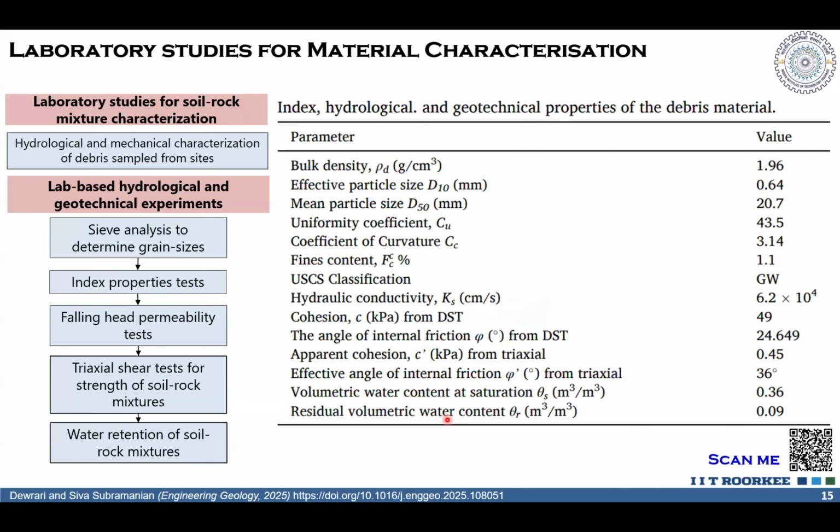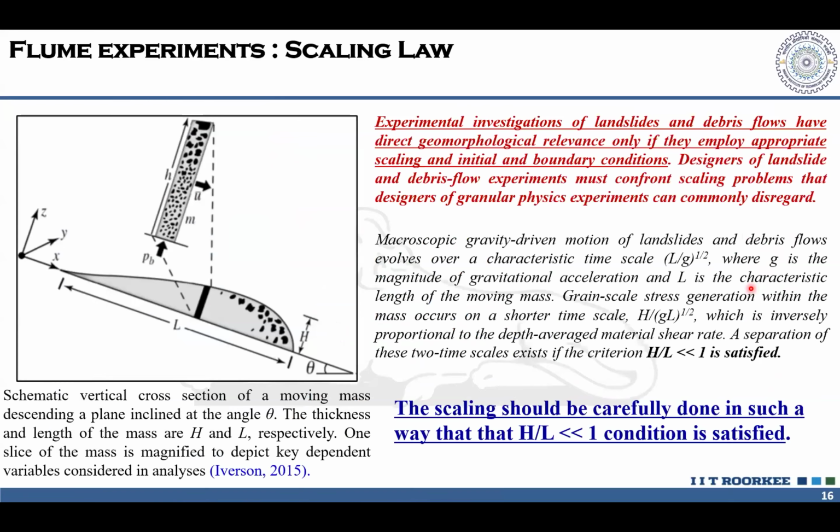So we brought some samples as per traditional geotechnical engineering practice. And these are the index, hydrological and geotechnical properties of the debris material which was sampled. If you pay attention to the USCS classification, what we got is a coarse gravel, that is GW, and we had a uniformity coefficient of more than 40, which means the grain size distribution is a well-graded curve. In addition to that, the characterization is done.